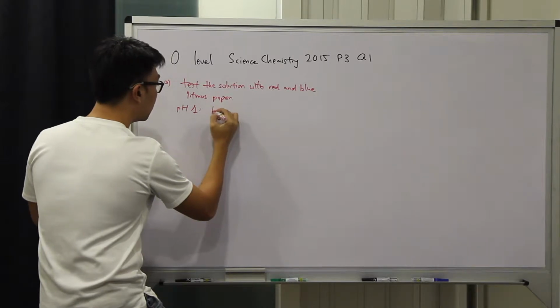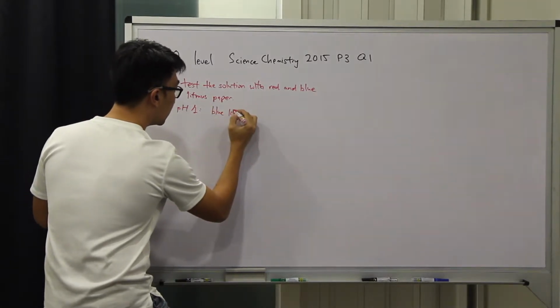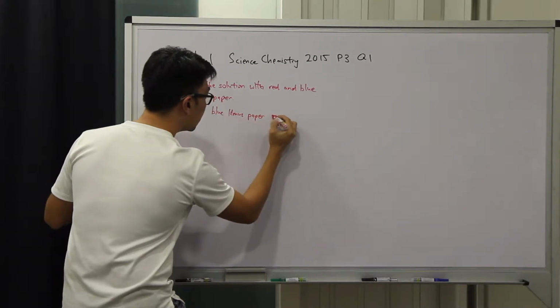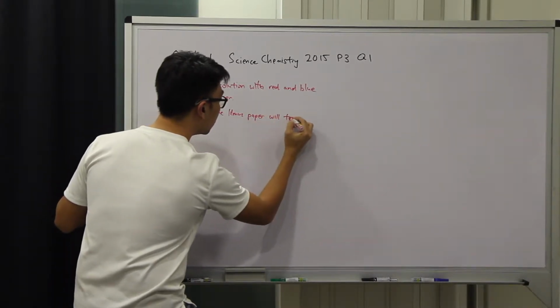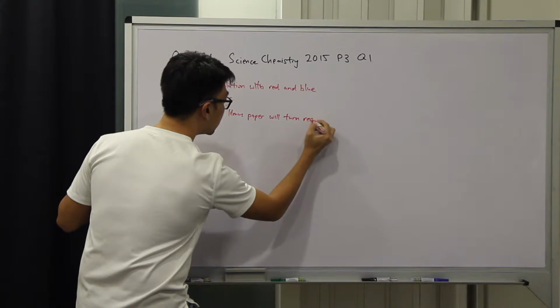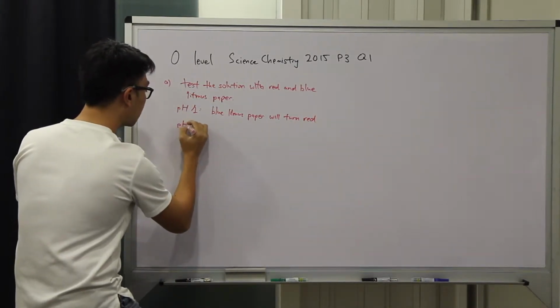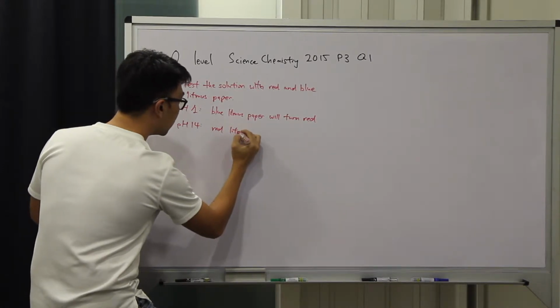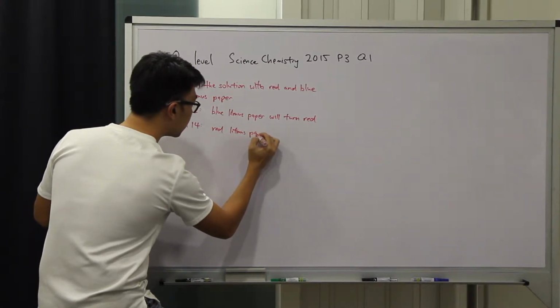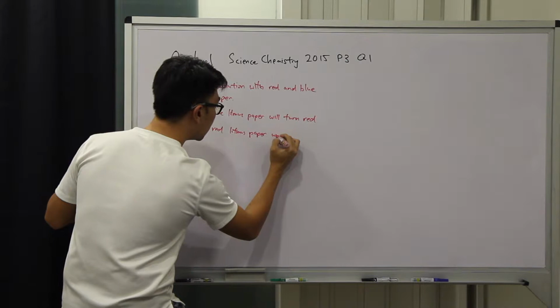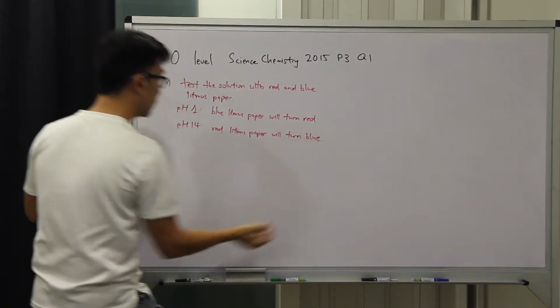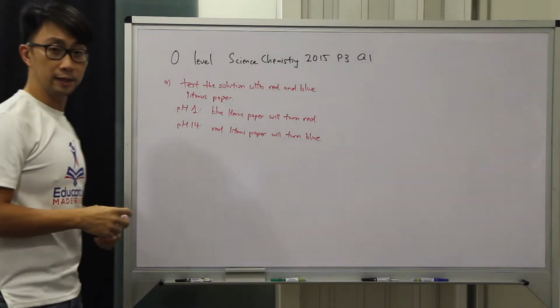For pH 1, the blue litmus paper will turn red, and for pH 14, red litmus paper will turn blue. Alright, so this is for part A.